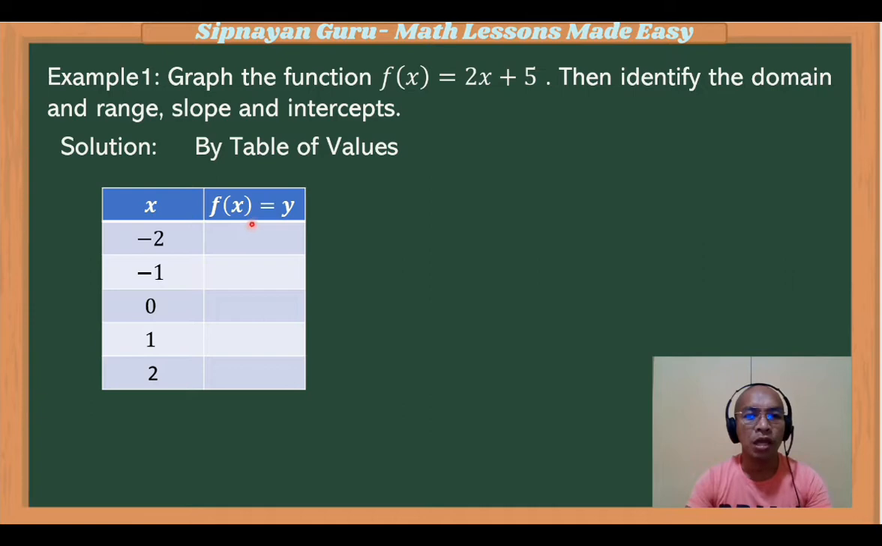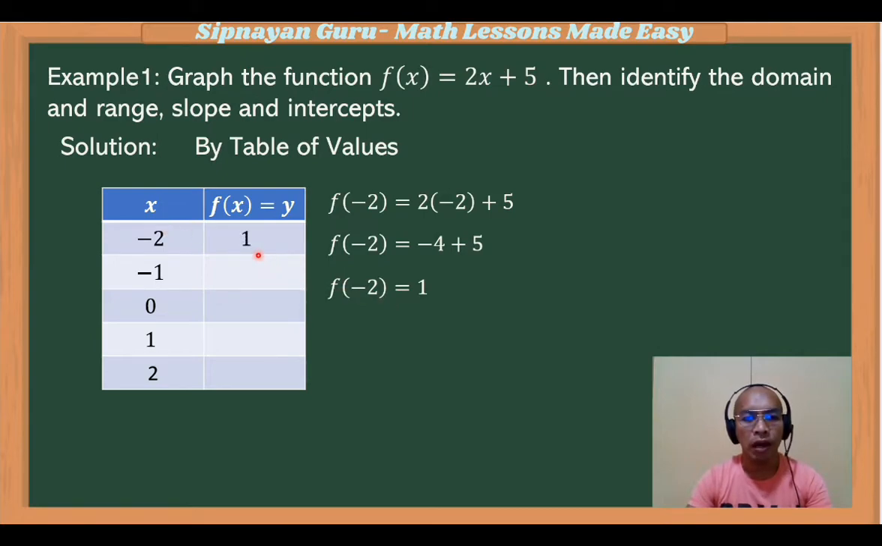For the function of x, which is the y, we will plug in our value of x and determine the resulting value of y. If x is negative 2, we change this x by negative 2. Same is true at the right side of the equation, we change the x by negative 2. So f of negative 2 is equal to negative 4 plus 5, which is positive 1. So the value of y when x is negative 2 is 1.